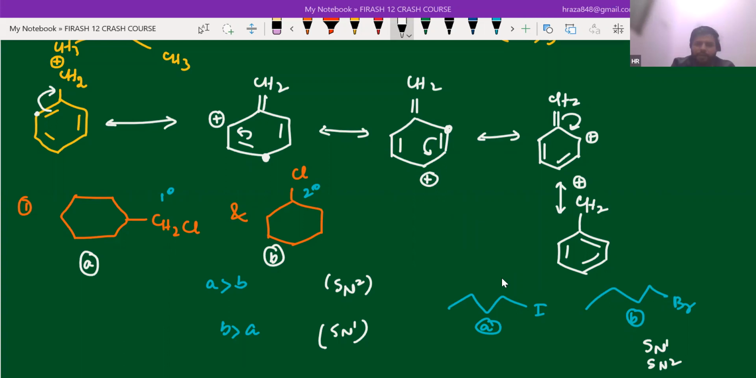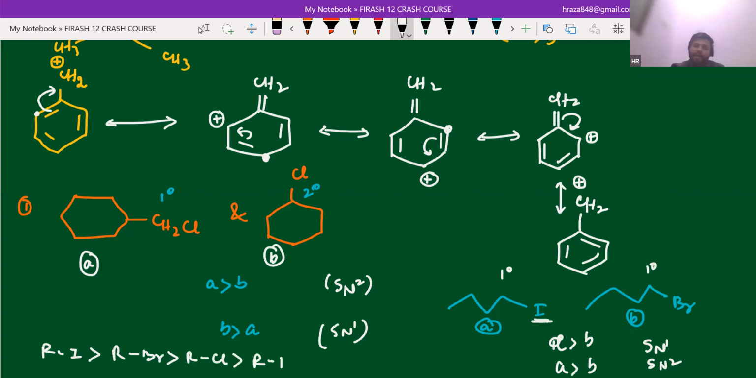You can see this is 1 degree, this is 1 degree. When the degree is the same, then go for the leaving group. Iodine is the best leaving group. So in SN1, A is greater than B, and in SN2, A is greater than B, because both have the same alkyl group, so we will go for the best leaving group. And I'm again going to write RI is the best leaving group, or you can say reactivity order is RI, then RBr, then RCl, and then RF. Is that clear?